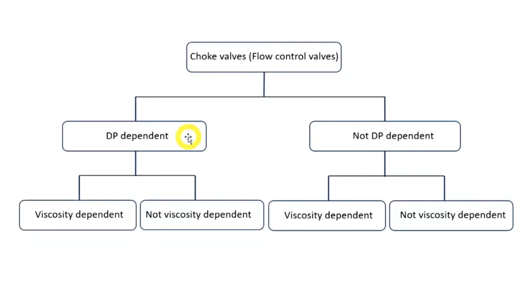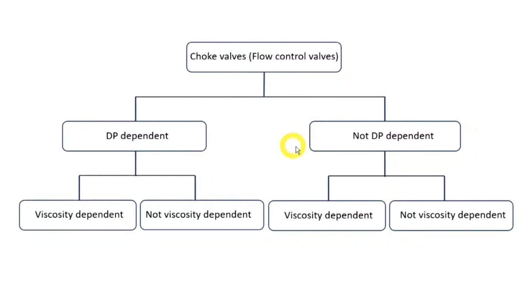Well, let's assume that a 100 bar differential pressure over a choke valve results in an oil flow of 10 litres per minute. If this pressure becomes 120 bar, the valve will deliver more than 10 litres per minute and the speed of the component will increase. So when the differential pressure over the valve changes, the volume flow and speed also change.